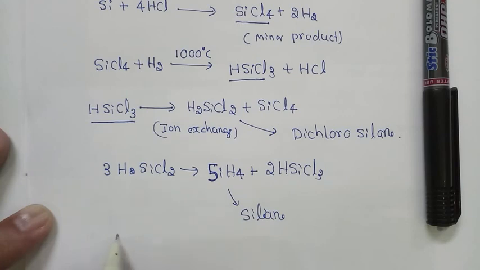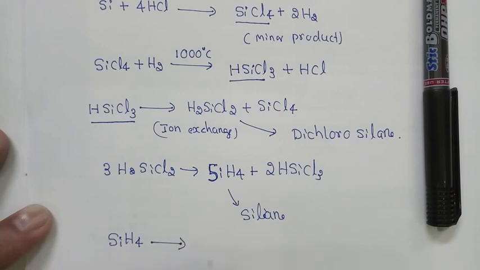Now silane, that is SiH4, is further purified by distillation, then passed through a heated chemical vapor deposition reactor containing silicon seeds or silicon seed rods. On the surface of these seed rods, silane decomposes to silicon and it is deposited in ultra pure form.